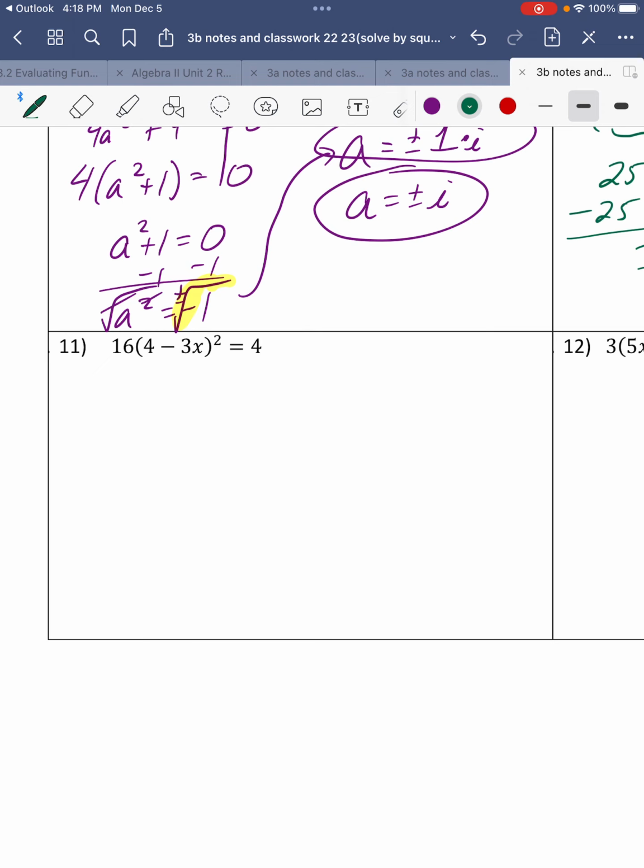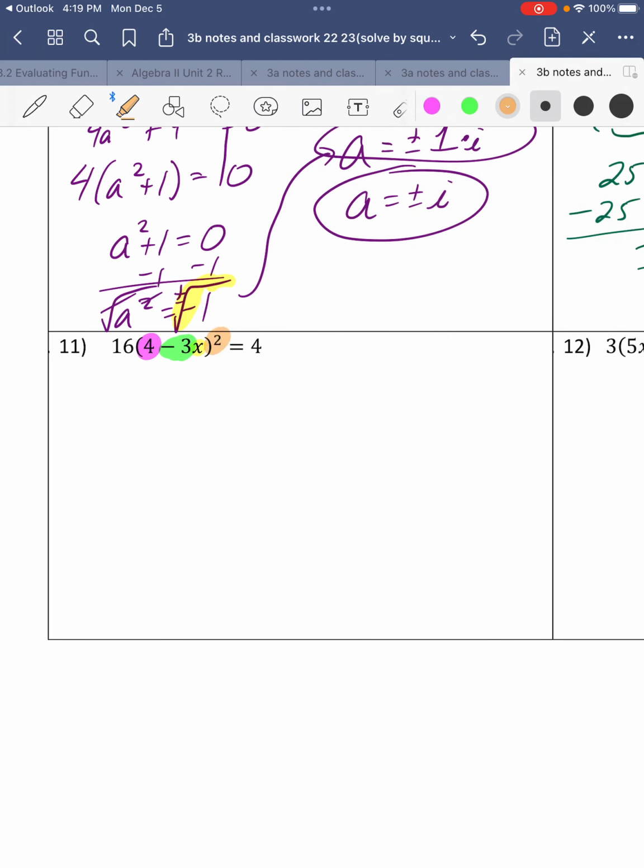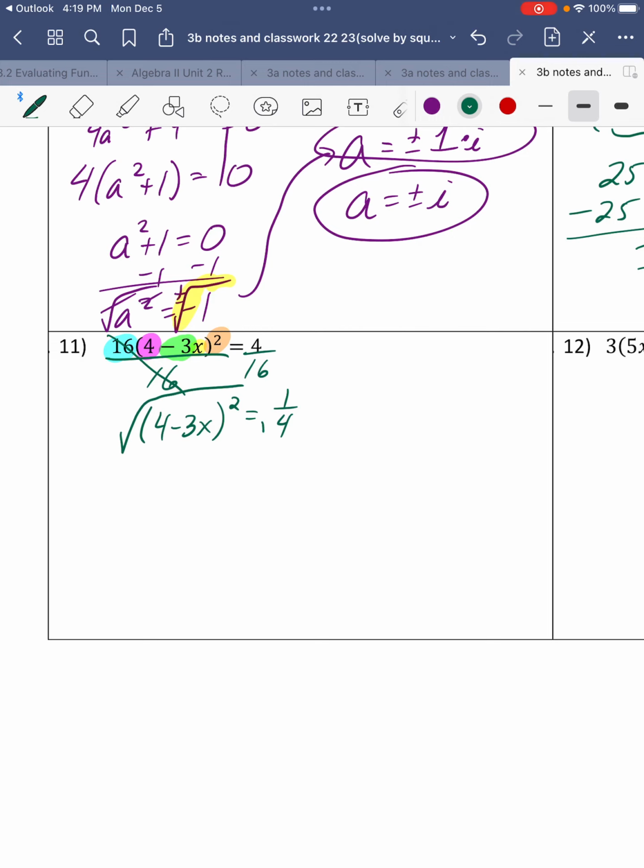All right, number 11, from the x we have to look at what operations we are doing. From the x, the first thing would be multiply by negative 3. Then take the 4 and subtract it, I guess. And then after that, the squaring. And lastly, you'd have to multiply by 16. Reverse order of that is divide by 16. Four 16ths can be reduced to 1/4. We take the square root.